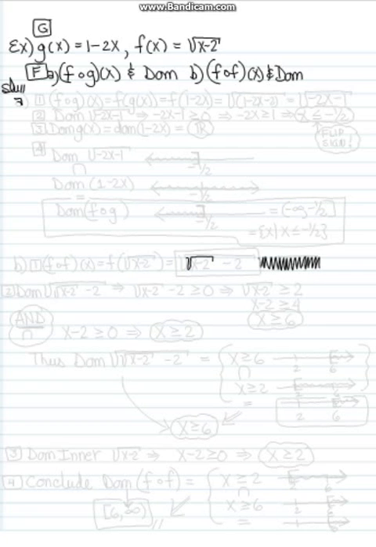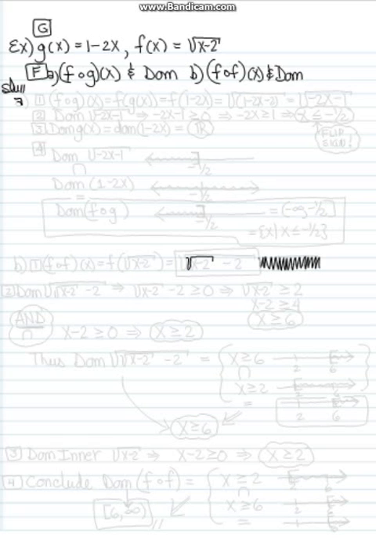Given g of x equals 1 minus 2x and f of x is equal to the square root of x minus 2, find part A, f composite g of x and its domain, and then the harder part B, f composite f of x and its domain. Let's do A as a warm-up for B.